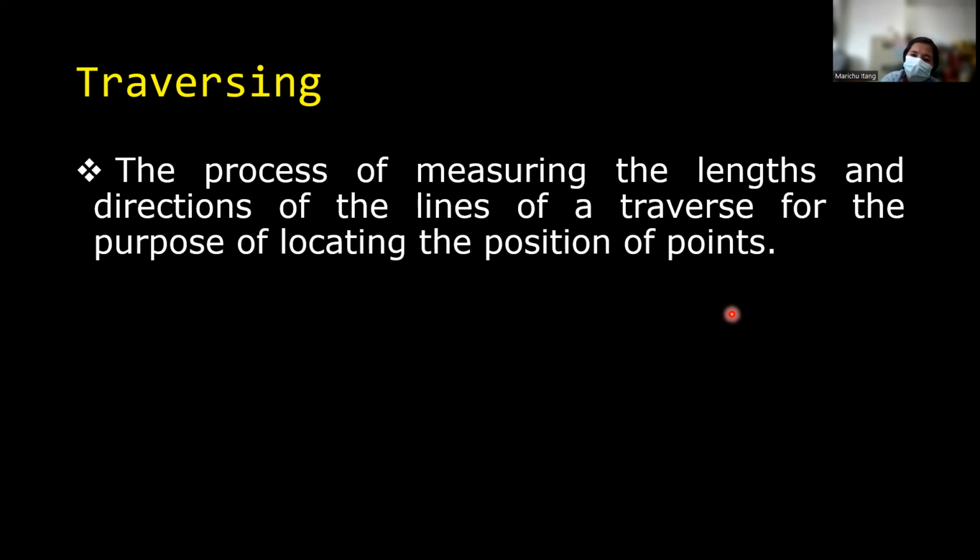One use of traversing is if we start from a position of known position, and the point we want to observe is very far, then we are going to run a traverse. So the purpose is measuring the length and the direction of the lines of a traverse for the purpose of locating the position of points.